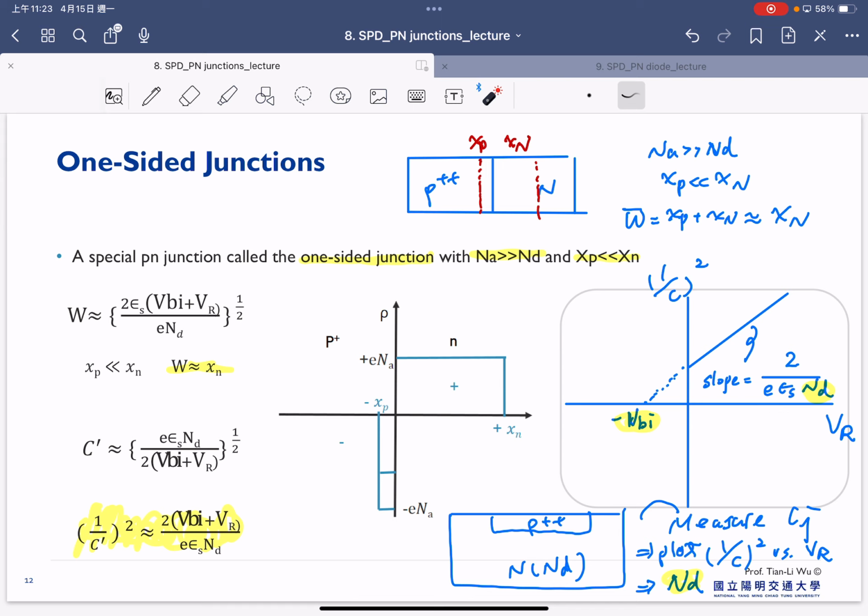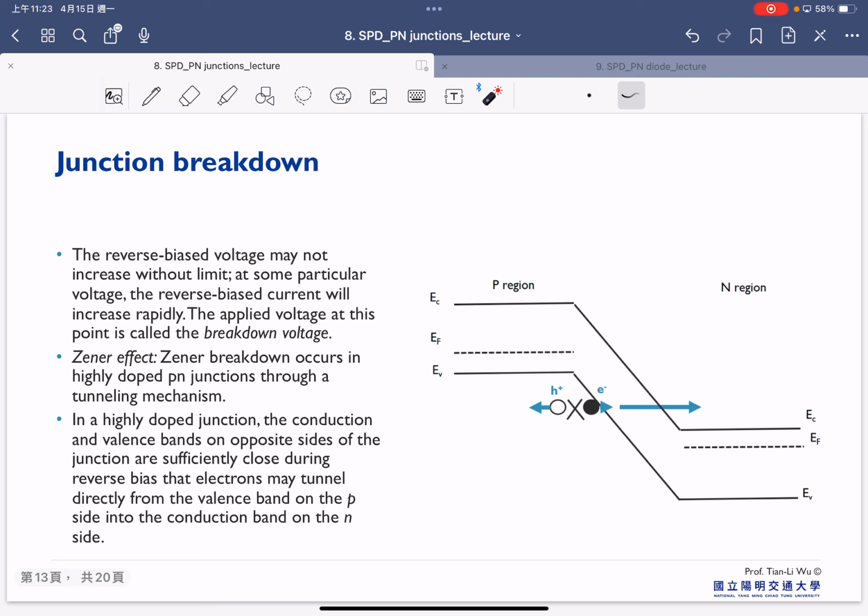Okay, so next we start to talk about some non-ideal characteristics in the PN junction. In the previous slide, we already mentioned that in the PN junction or PN diode, what we are interested in is the IV curve, especially the anode current versus the anode voltage.